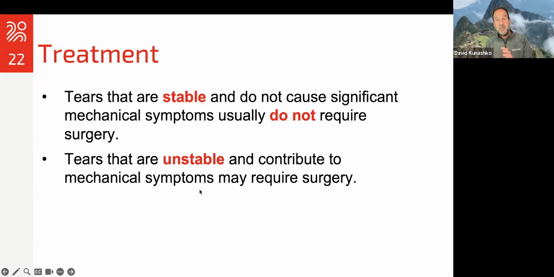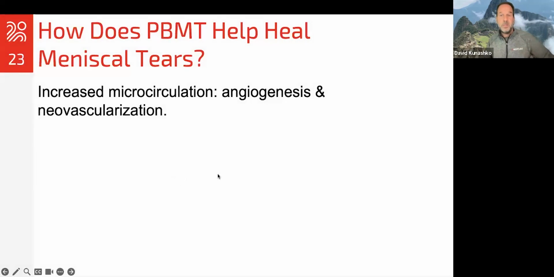Tears that are unstable, then you're looking at perhaps surgery. And this is where you get locking, really unstable knees. The meniscus is all over the place. You kind of need to have it removed. It's unfortunate, but that's the way it goes.